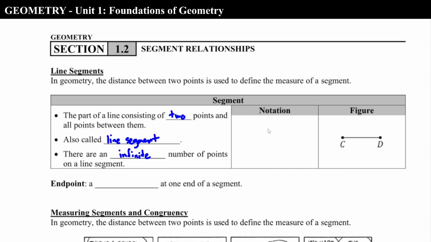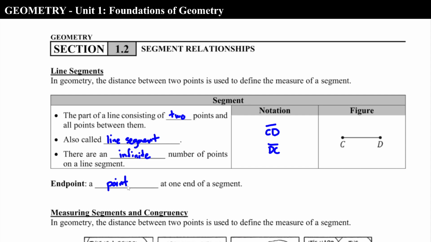Now, the notation for this, you're going to use the 2 points on either end of the line segment, so C and D in capital letters, but instead of drawing arrows, we're just going to draw a line on the top. A line without the arrows tells us it's a line segment. This can also be written the other way as DC. So that's segment DC or segment CD. Now, the endpoint is a point at one end of the segment.